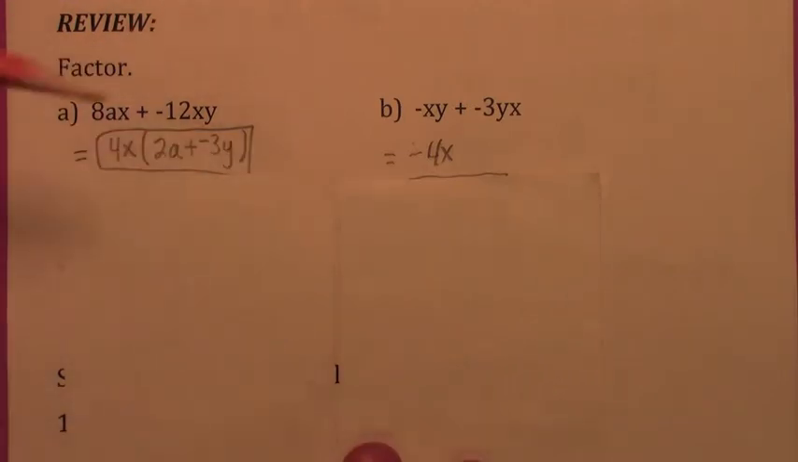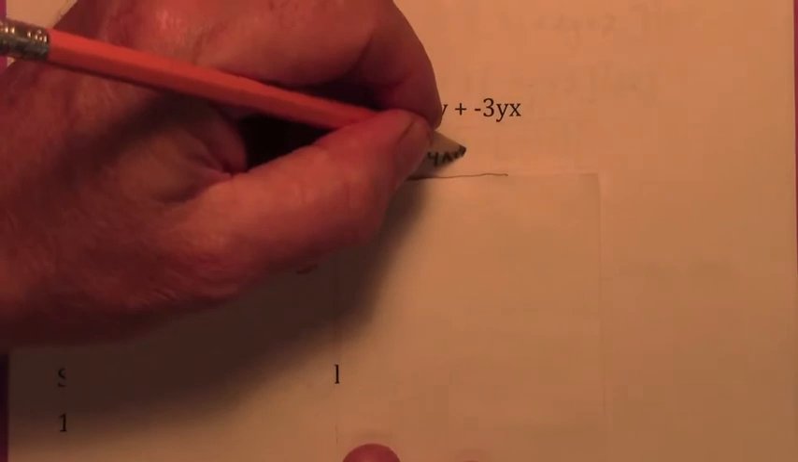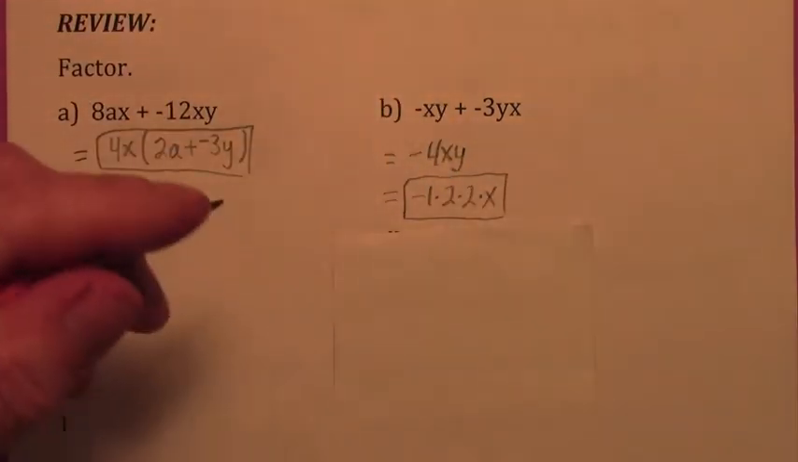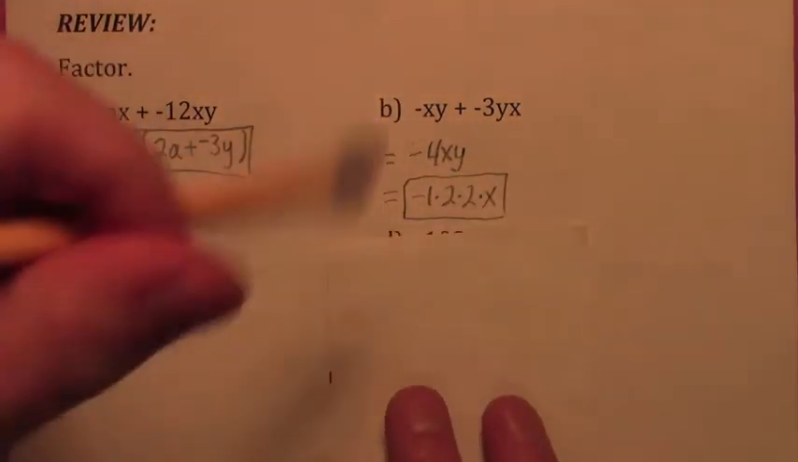Oh, I made a mistake. This should be negative 4xy. God, I do that sometimes. It's tough being human, isn't it? Sometimes making mistakes like that.